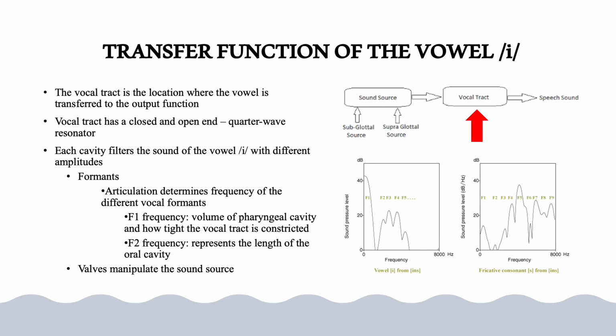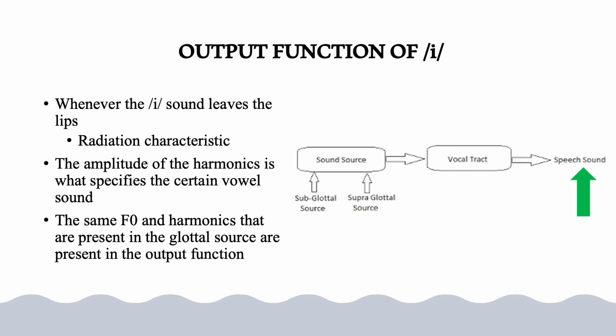Different valves manipulate the sound source, so because E is a high front vowel, the pharyngeal cavity and the velopharyngeal valves increase in volume, and the volume of the oral cavity decreases. Volumes are also changed by the tongue moving. The output function of the vowel E takes place whenever the sound leaves the lips. The lips have what we call a radiation characteristic when the sound hits the atmosphere. The lips are acting as a filter. The same fundamental frequency and harmonics that are present at the glottal source are also present here. When the lips expel the E sound, the lips are unrounded.